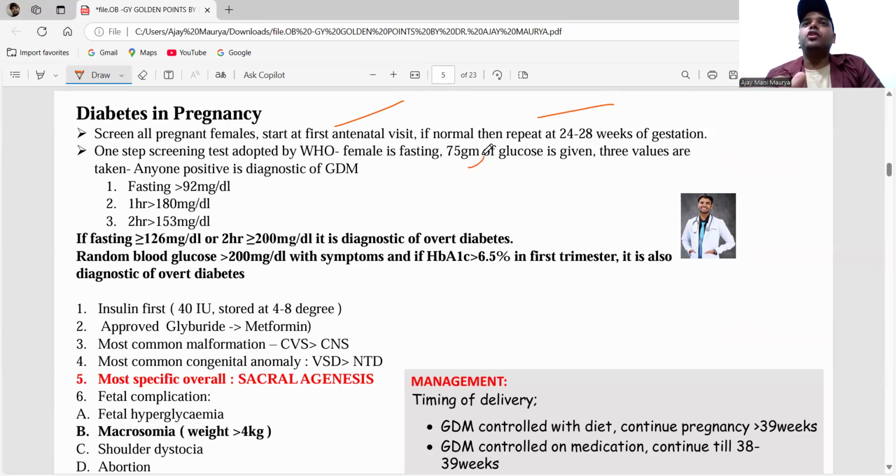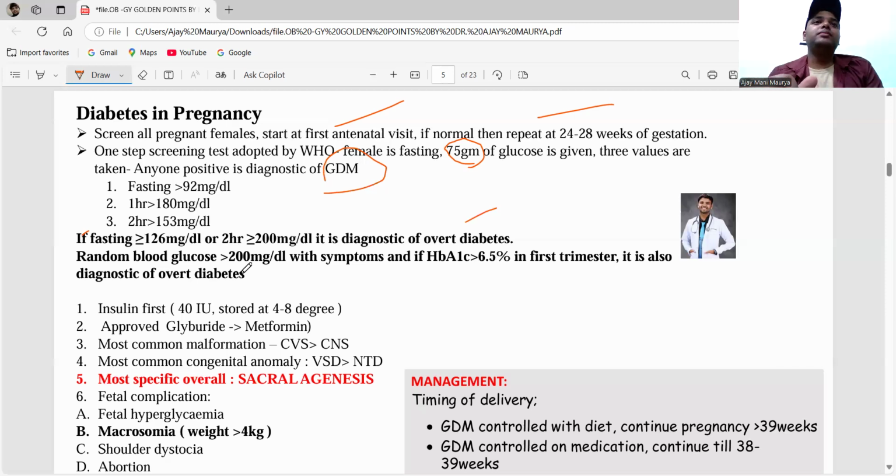How much do you have to give? You have to give 75 grams of oral glucose, and 3 values are taken. Any one positive is diagnosed as gestational diabetes mellitus. Here fasting must be more than 92, 1 hour more than 180, 2 hours more than 153. If the fasting is more than 126, or 2 hours is more than 200 milligrams per deciliter, it is a diagnosis of overt diabetes.